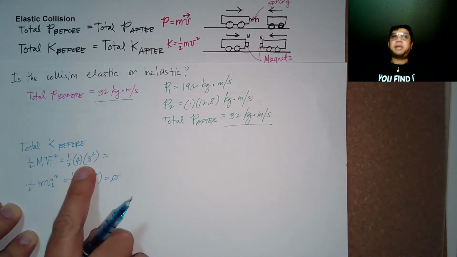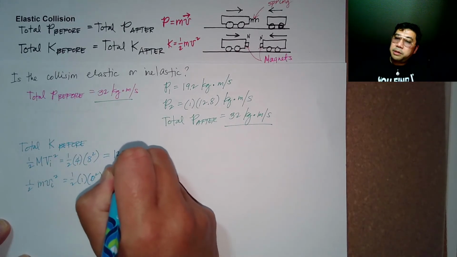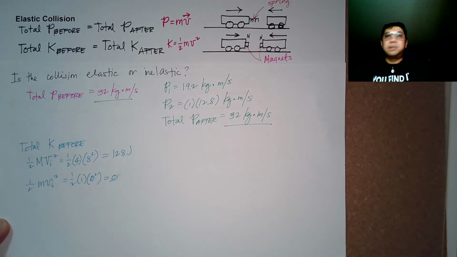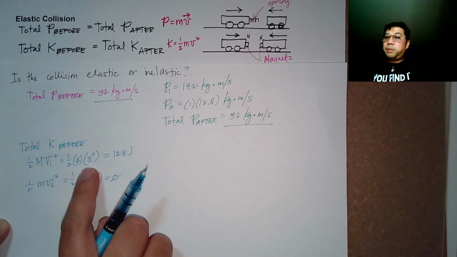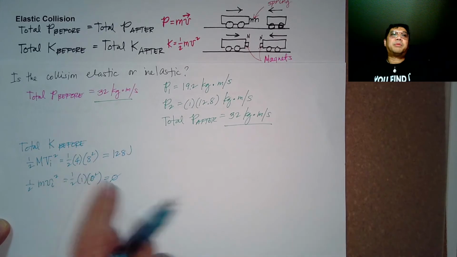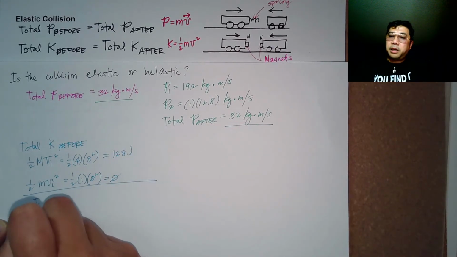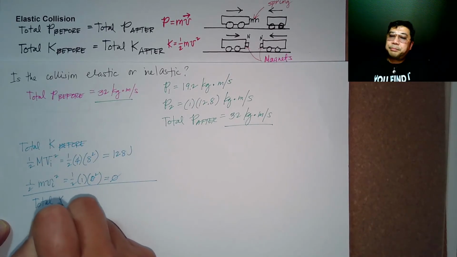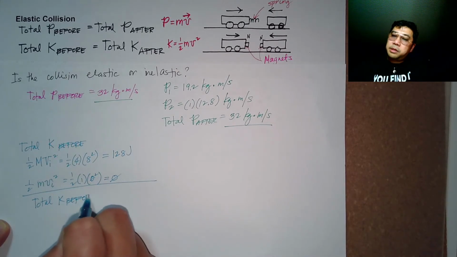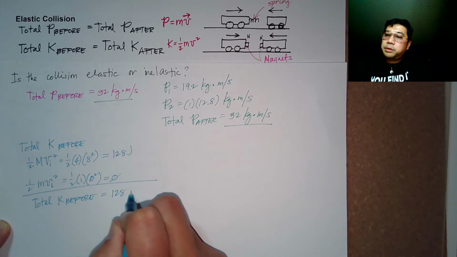On the other one, 8 times 8 times 4 divided by 2. Just trust me in terms of my calculation, I've done the calculation earlier. All we have to do is multiply and divide, or take the square of 8, multiplied by 4, divided by 2, following the order of operations. So the total kinetic energy before collision is the sum of 128 and 0. This will give us 128 joules.